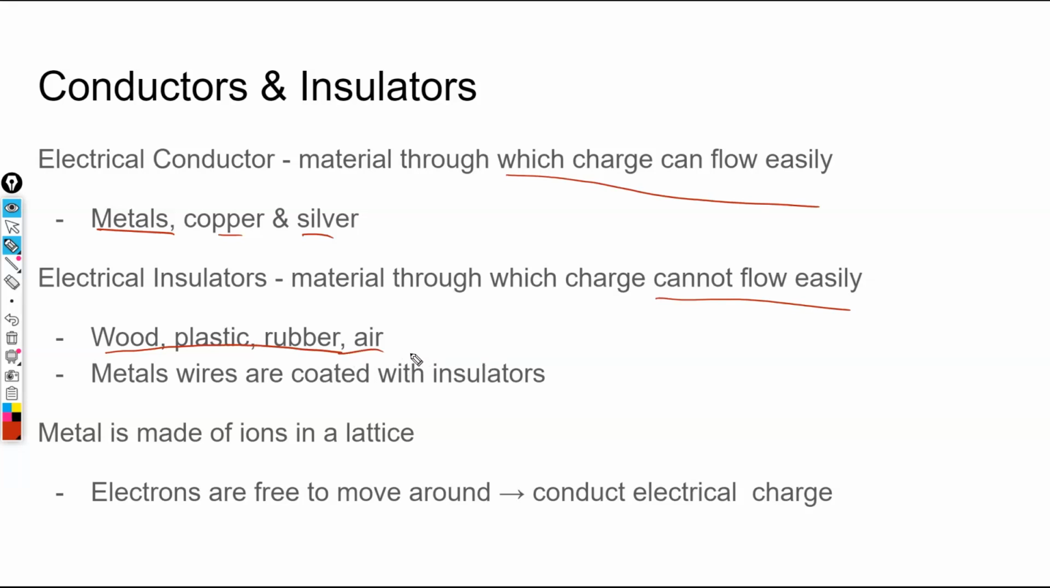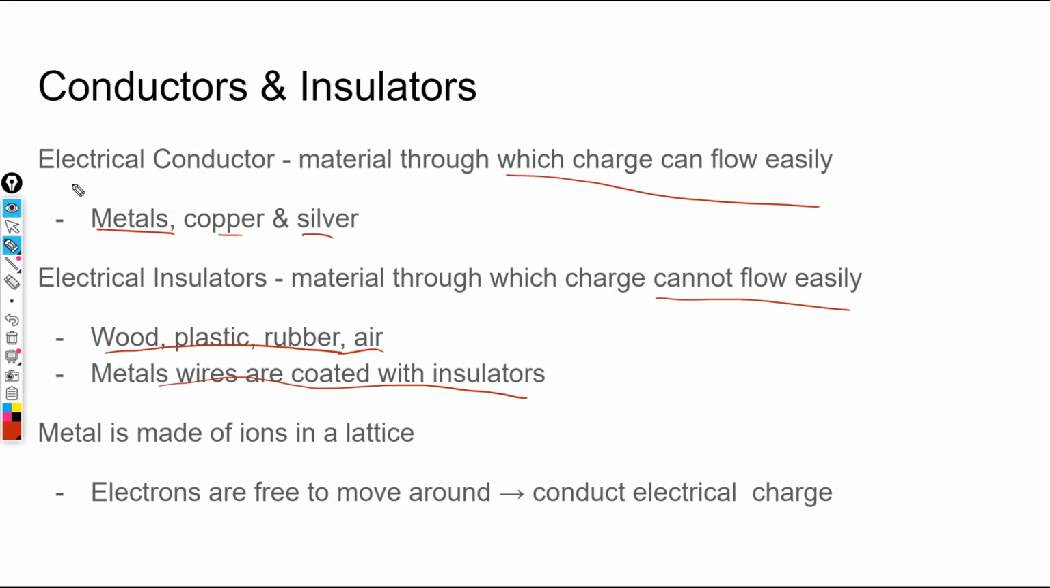But this is why we always coat metal wires with insulators. Because if you didn't coat these metal wires with insulators, you would step on it and you would feel that electric charge and you would basically get shocked yourself. This is why we have insulators on every single wire that we use.